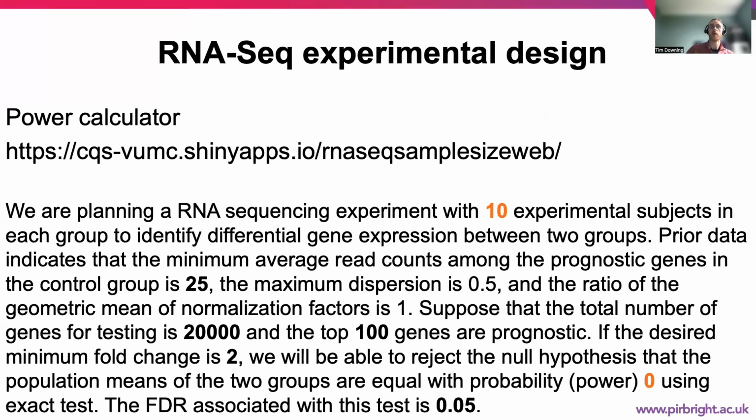So what we can use is this calculator at this website here. You can click on it, and then what you can put in is the number of experimental subjects you want to look at, and the average read counts, which might be 25 or 50 or even 100. The dispersion level is the amount of variance in expression here, which you can just leave at 0.5. Same with the normalization factors, you don't need to change that. The number of genes we want to test will change, and we'll look at the interaction that might be prognostic. It's reasonable to leave this at 100 and to reflect that in the false discovery rate.